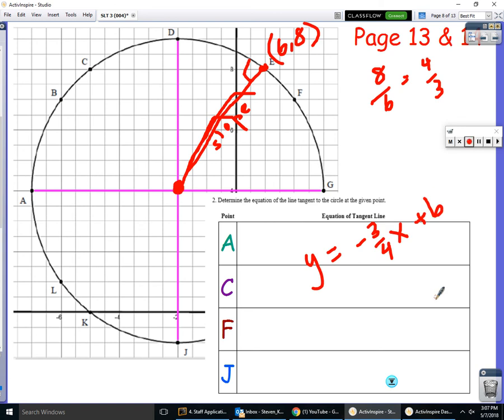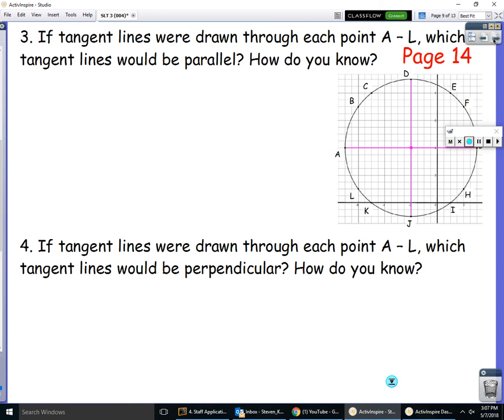And then a reminder of what we did in class: we'd have to take the point that we know it went through, which would be 6, 8, and plug it into y and x in order to solve for b. And that would give us the equation of the line that goes through point E. And that's essentially all the ones that you would do. You do that for every single point. All right?